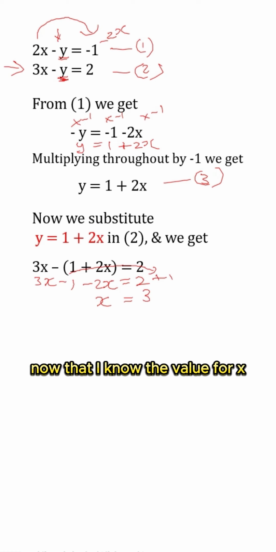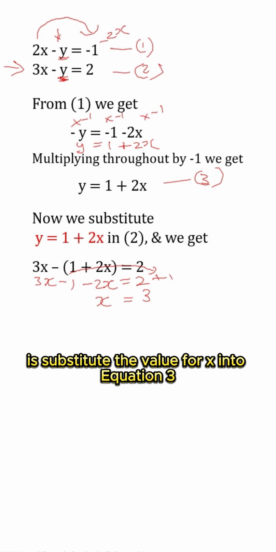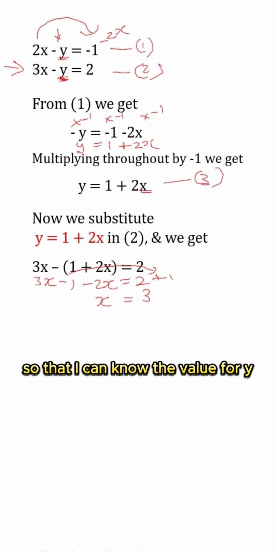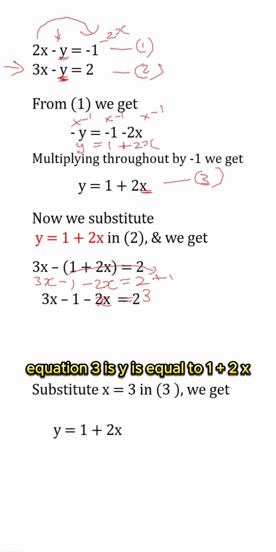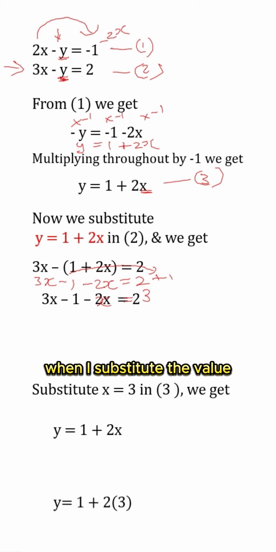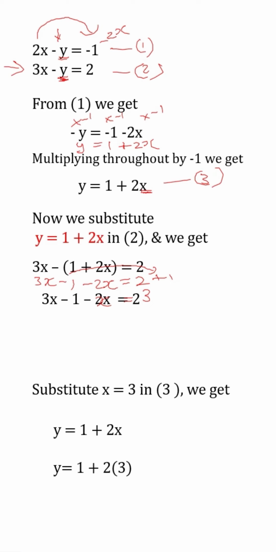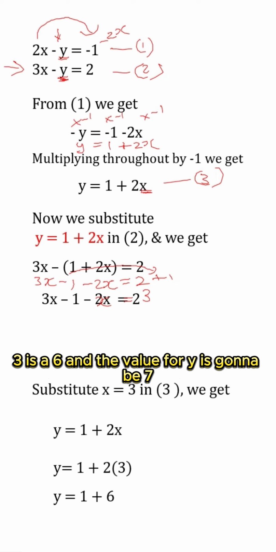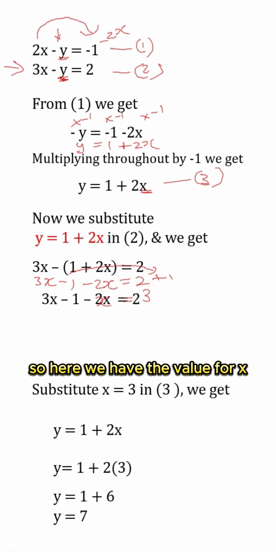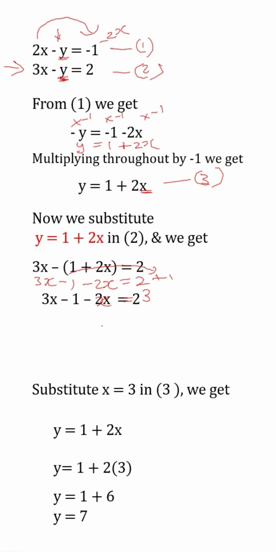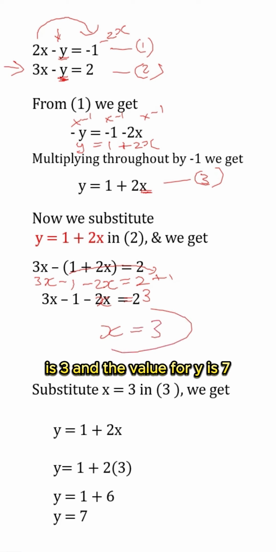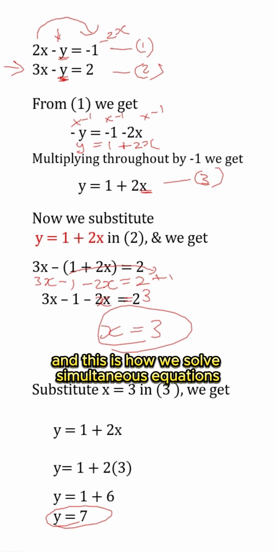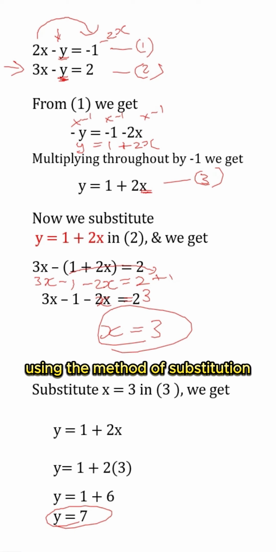Now that I know the value for x, what I'm going to do next is substitute the value for x into equation 3 so that I can know the value for y. Equation 3 is y is equal to 1 plus 2x. So when I substitute the value for x, which is 3, I'm going to solve. y is equal to 1 plus 2 3s are 6, and the value for y is going to be 7. So here we have the value for x is 3 and the value for y is 7. And this is how we solve simultaneous equations using the method of substitution.